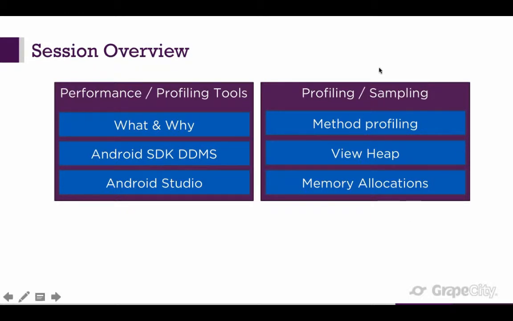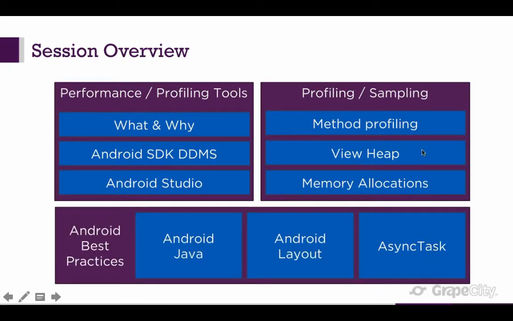Then we're going to jump into a profiling sample. We're going to go through method profiling, investigating the heap space of our app, and then track some memory allocations using DDMS and Android Studio. And then to finalize, we found our pitfalls, our performance bottlenecks, but how do we fix them? We're going to touch base on some best practices in regards to Android Java development, layouts, and asynchronous programming.